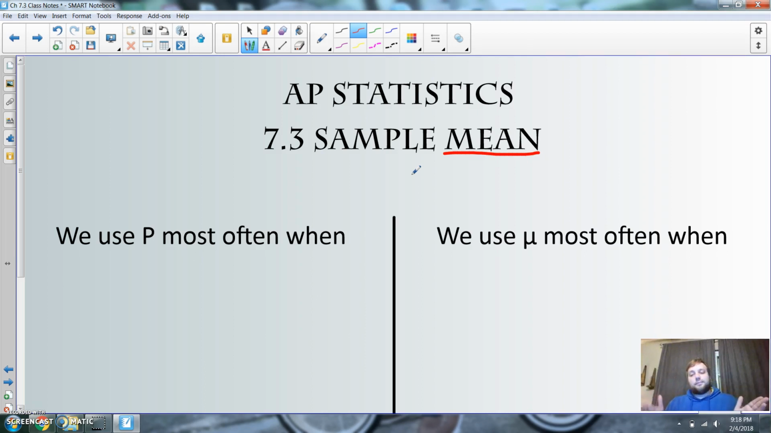So from here on out, basically there's going to be two sections in every chapter: one with the proportion and one with the mean. That's because we treat each differently, with some different rules and different formulas. So you need to know the difference.